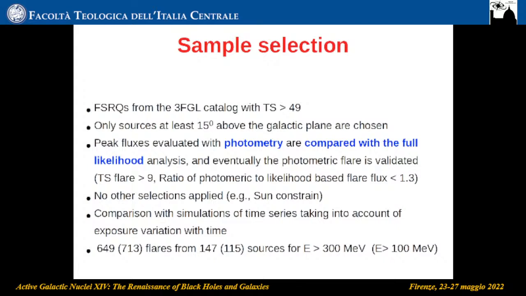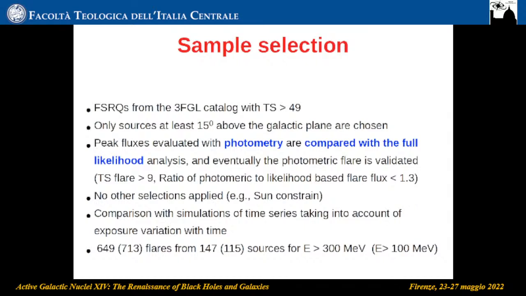And this is the sample selection. Okay, I use the third Fermi catalog. I only use relatively bright sources with TS larger than 49 and remove the cases where sources are too close to the galactic plane to avoid some confusion. Then, due to the fact that it's a photometric method, the peak flux obtained with the photometry is compared with the flux obtained with the likelihood to discriminate spurious flares from nearby sources.